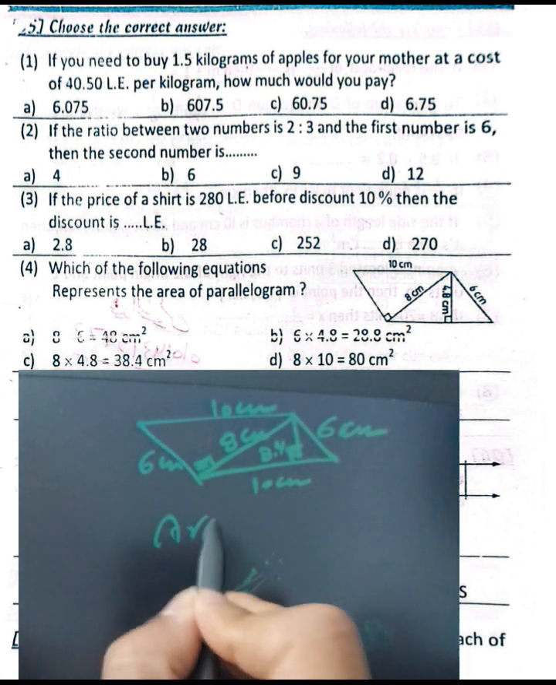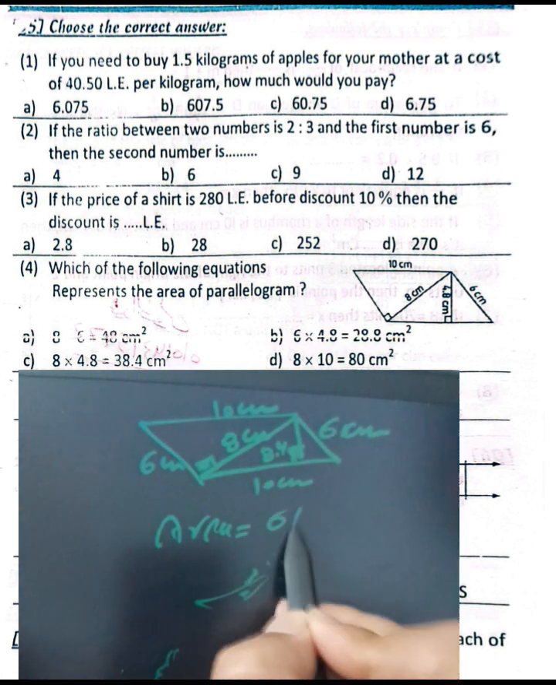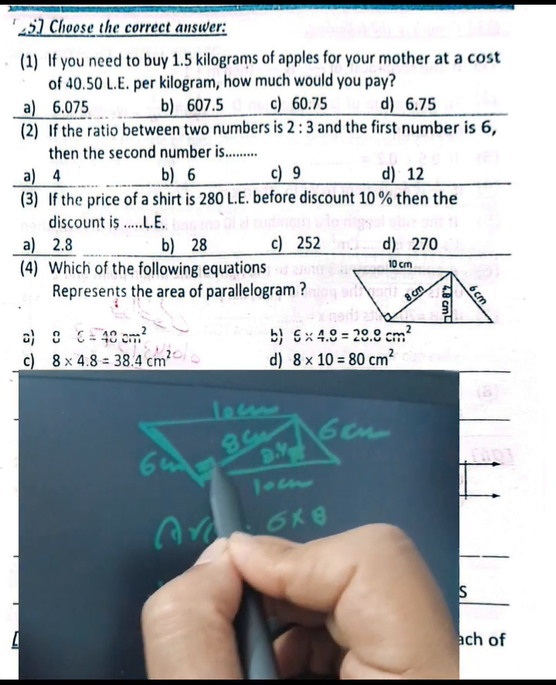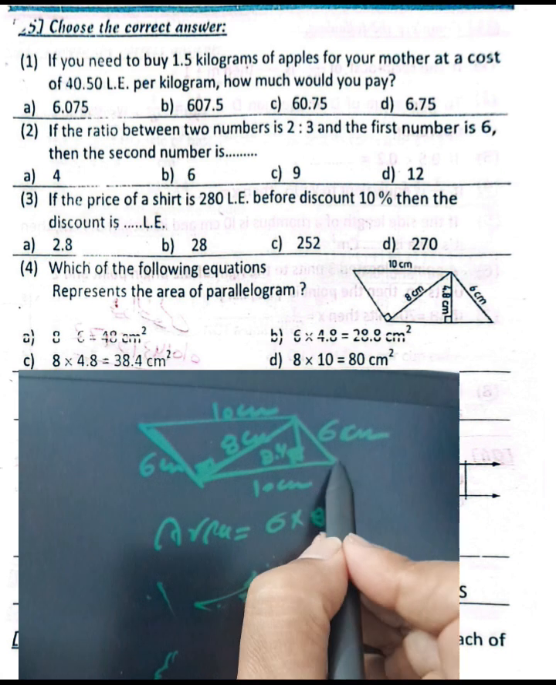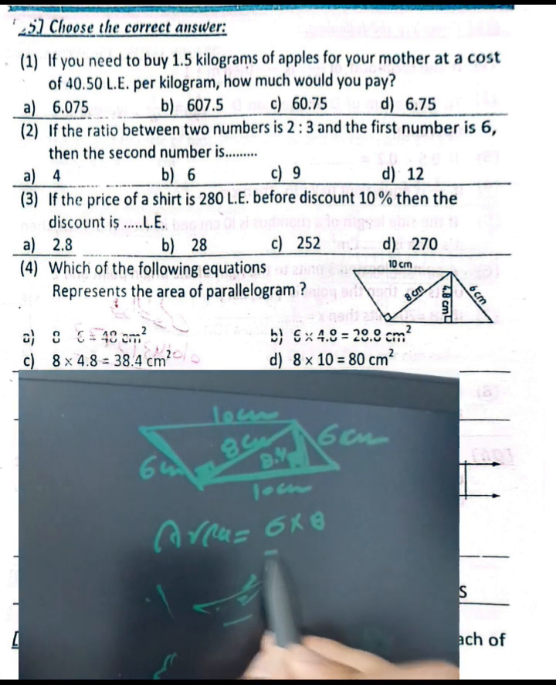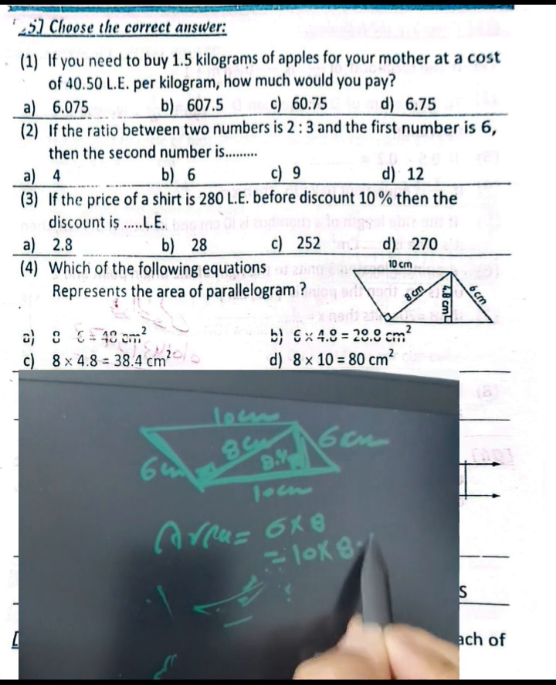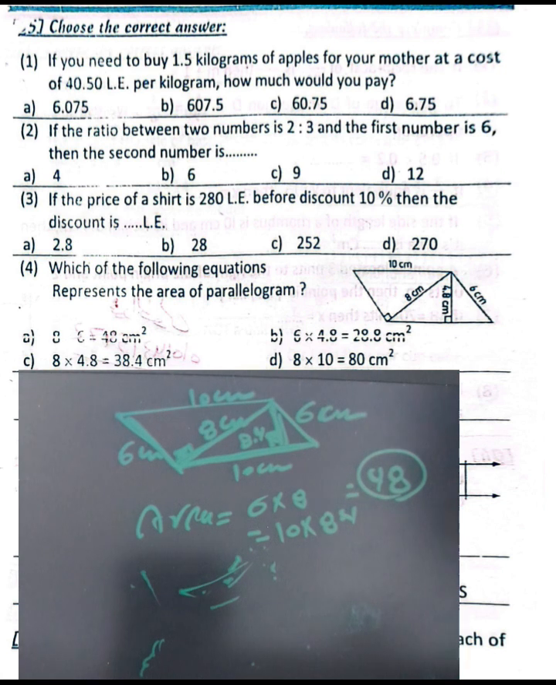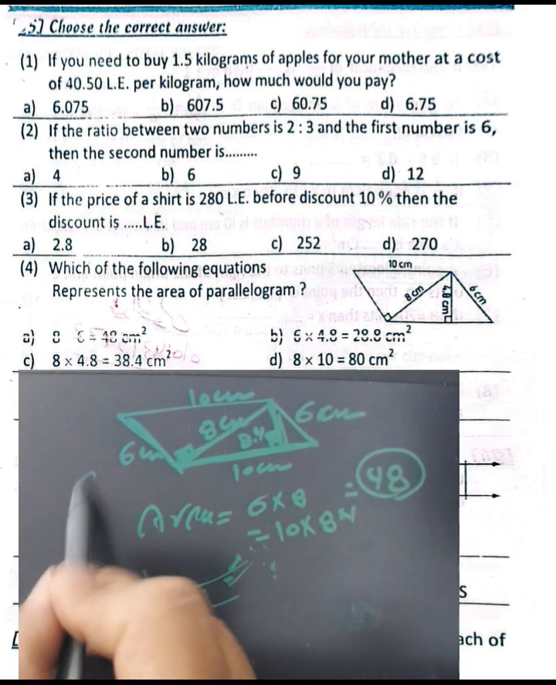We can find the area by two methods. We can write 6 multiplied by 8, the small base with the corresponding greater height 8, and the greater base multiplied by the corresponding small height 8.4. You can write 10 times 4.8. The result will be 48. Okay, choose letter A about this example.